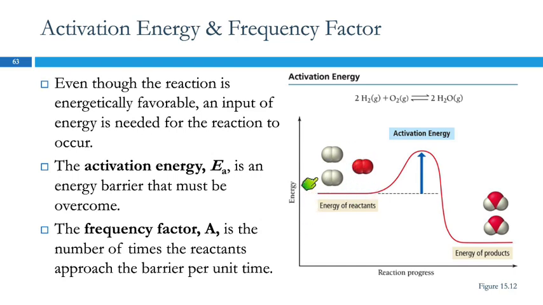So again, looking at this very simple 2H2 plus O2 making water. So here we have our reactants. And in order for them to actually react, they have to collide and they have to have enough energy. So this is the activation energy from the original energy of the reactants through this hump. That's EA. The frequency factor is how many times per second or per unit time the reactants approach this.